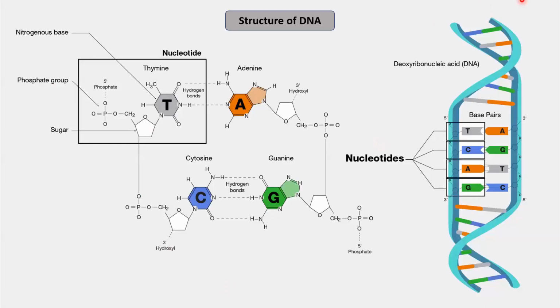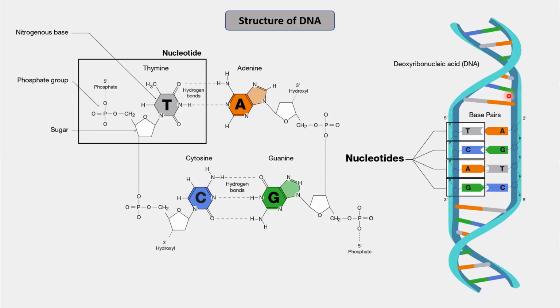So this is the structure of a deoxyribonucleic acid, or in short, DNA. We can see that DNA in most cases is a double-stranded molecule, and in these double-stranded molecules there is a base pair formation. By base pair, we mean that the nucleotides present on one strand of the DNA form pairing, or hydrogen bonding, with the nucleotides present on the other strand of the DNA.